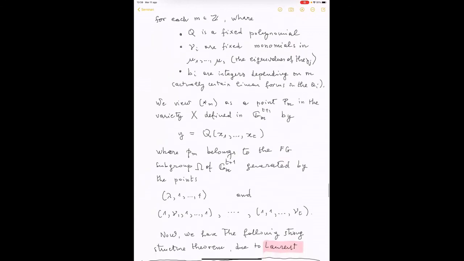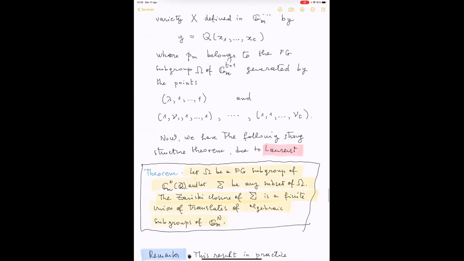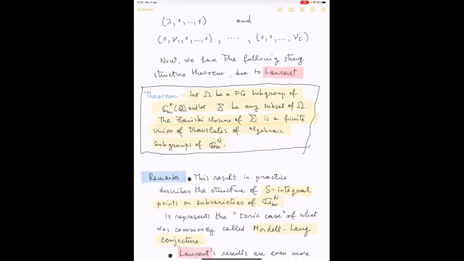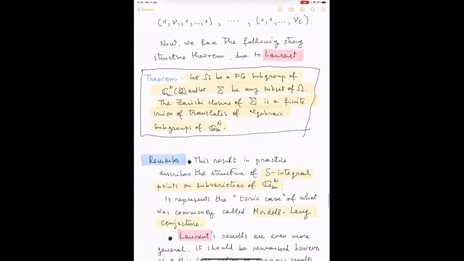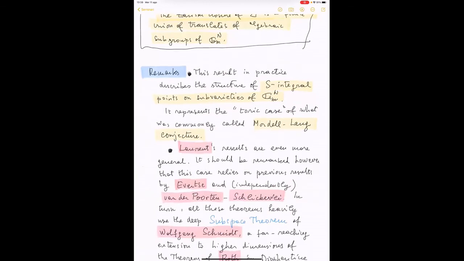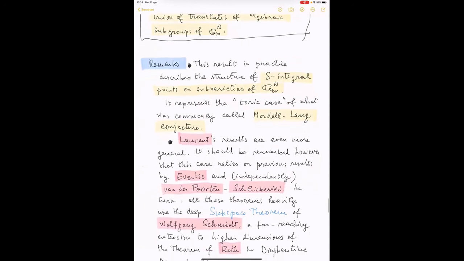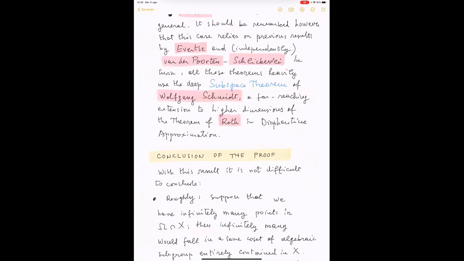And we have a theory that inside a subvariety of a torus, the Zariski closure of the points in a finitely generated group is a finite union of translates of algebraic subgroups, so isomorphic to tori. And this result is quite deep. It goes back to, it may be considered a piece of the Mordell-Lang conjecture, as you see mentioned. And the origin of all of this is Wolfgang Schmidt's subspace theory.